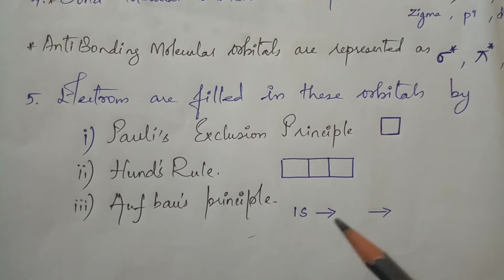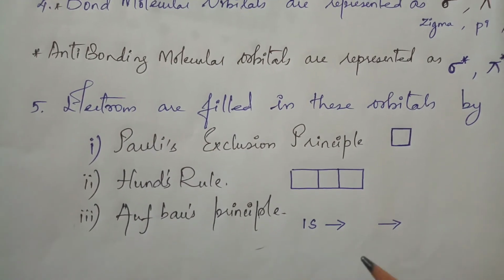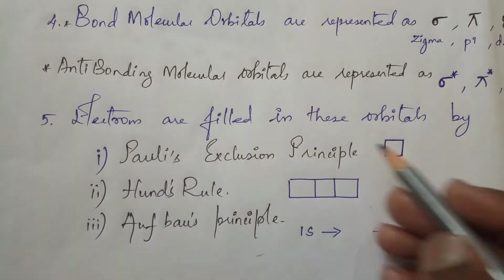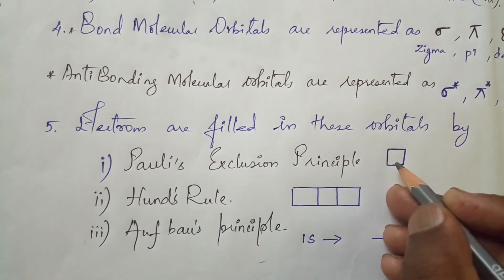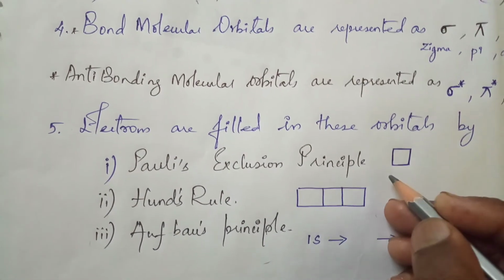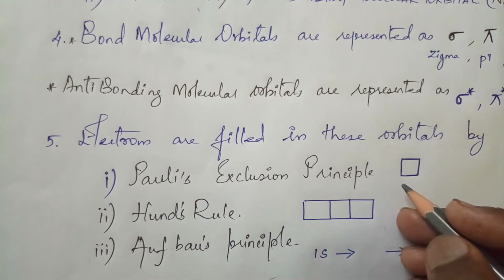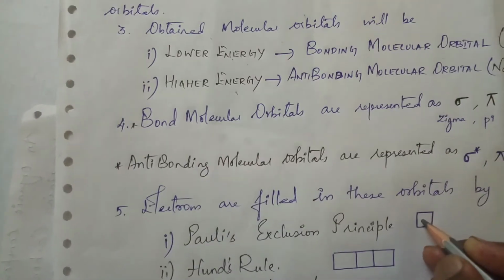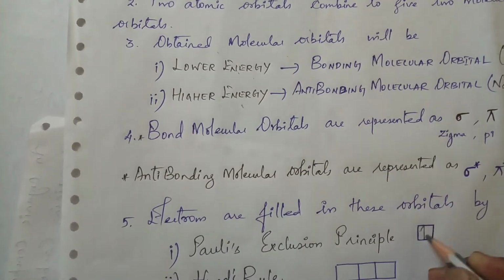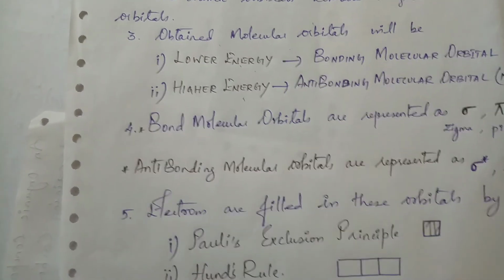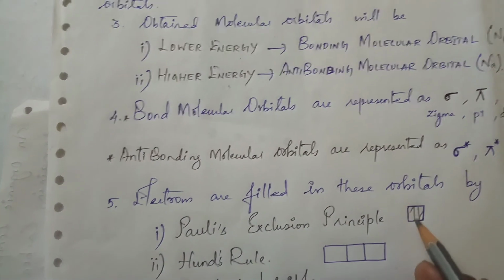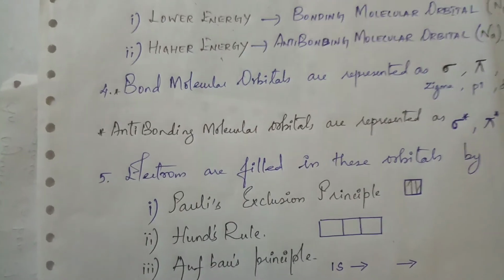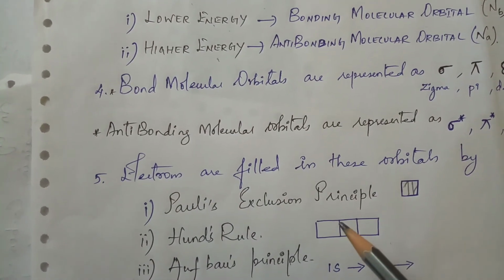Pauli's exclusion principle: we normally know that electrons in the same orbital should have opposite spins. So two electrons will be in opposite directions, one facing upward and another facing downward. That is, one is moving clockwise and the other anti-clockwise. That is Pauli's exclusion principle.